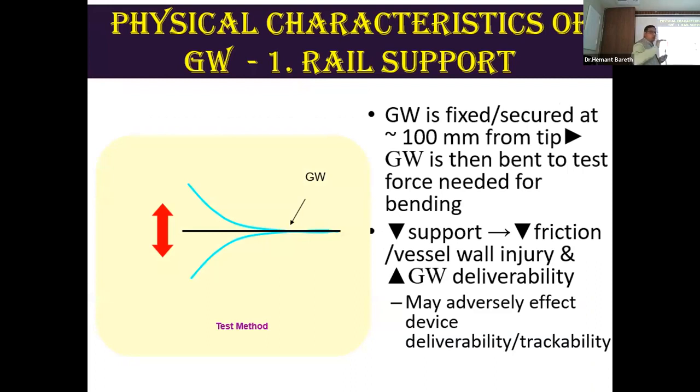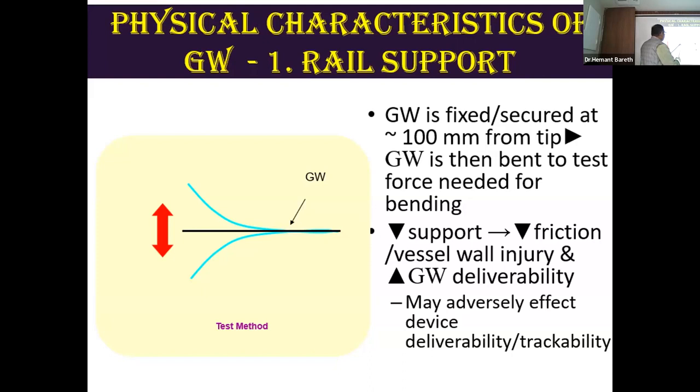So coming to some of the characteristics of the wire, as I said, number one is support. How much support the wire gives for passing a device, and how do you measure it? At 100 mm from the tip of the guide wire, you apply a test and see how the wire can bend. How much force is required to bend the wire? This is the support, lateral support or rail support.